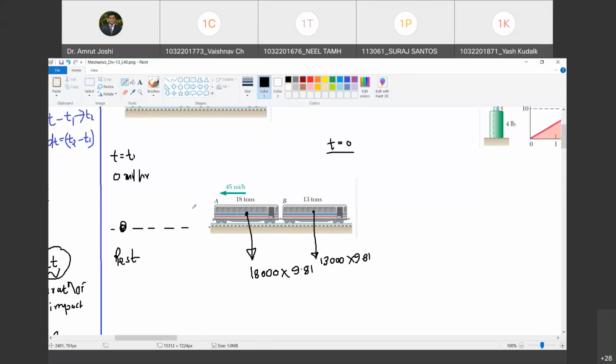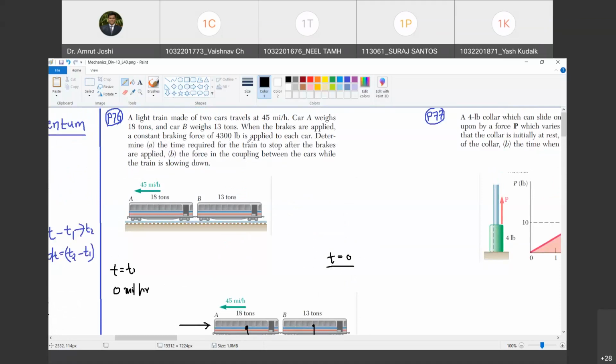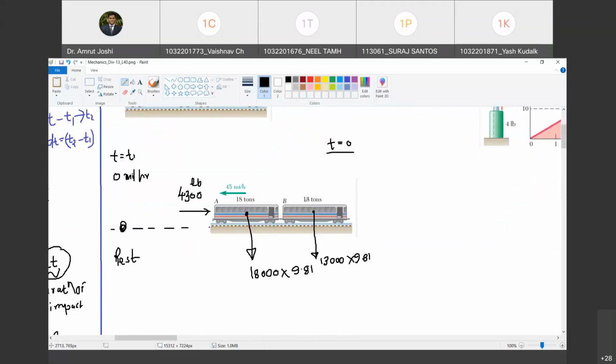Now, braking force of 4300 pounds is applied on each car. So this force we need to convert into kg, that we will do, but this is applied on each car. So total force is twice of 4300 pounds, 8,600. So these are the forces acting on this system from time t equal to 0 to time t equal to t1.